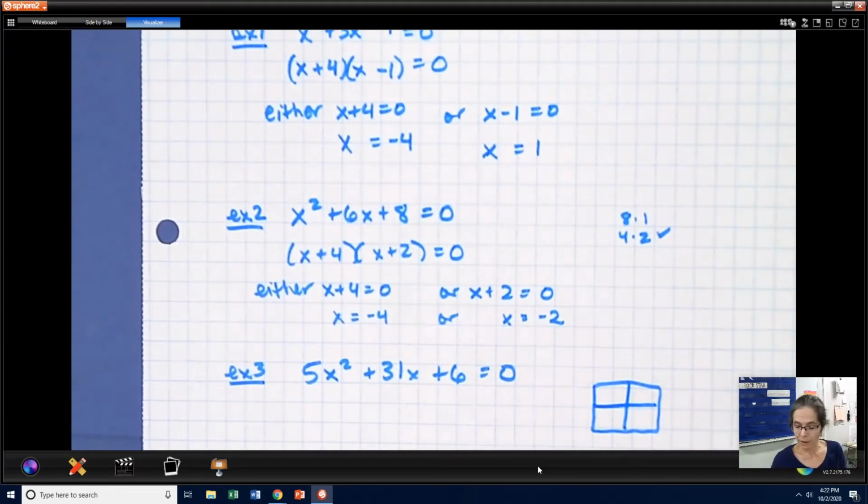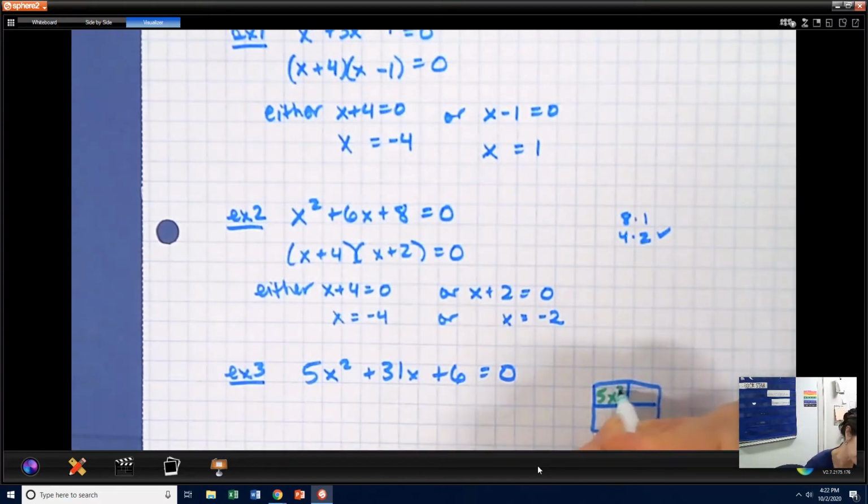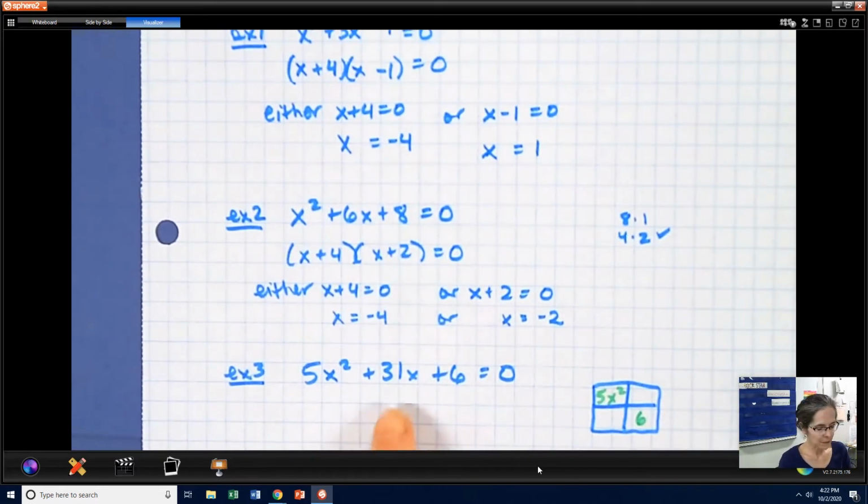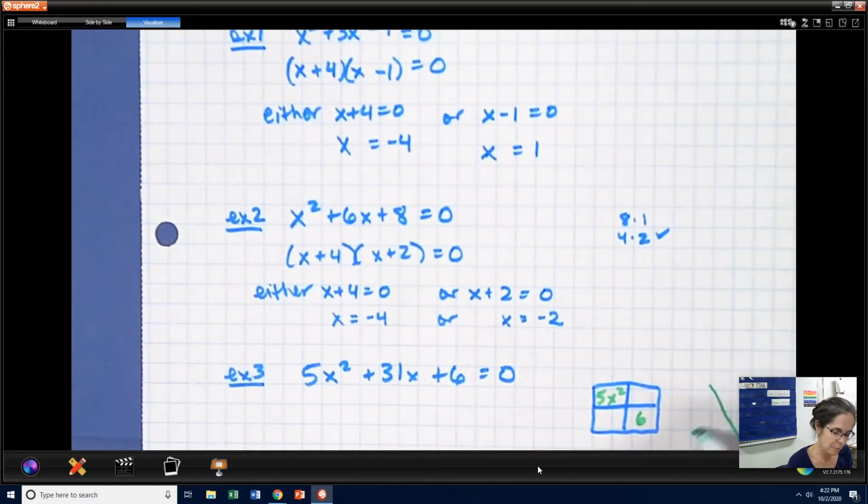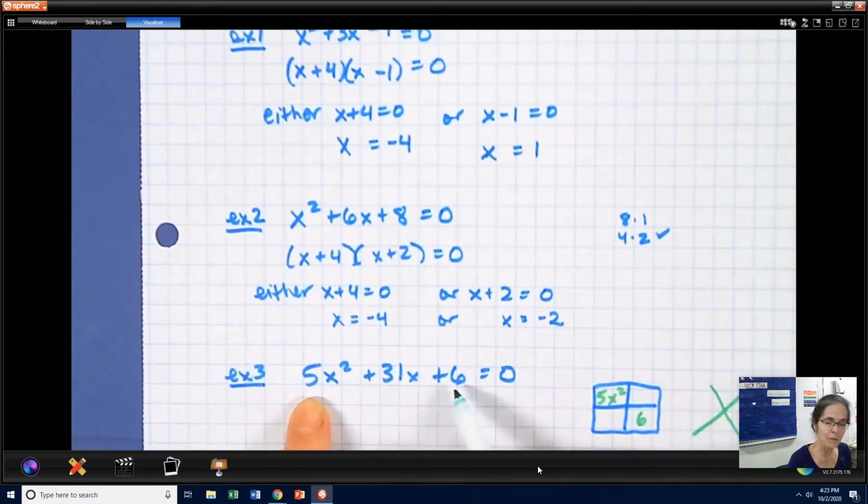And I know that the terms in the front are going to multiply to give me 5x squared. And in the back, they're going to give me 6. And I need to split up 31x between these two boxes in order to finish my factoring. And so I taught you the X game trick, where you are looking for factors of something that add up to something. Well, in this case, I'm looking for factors of the product of 5 and 6, which is 30, that add up to 31.